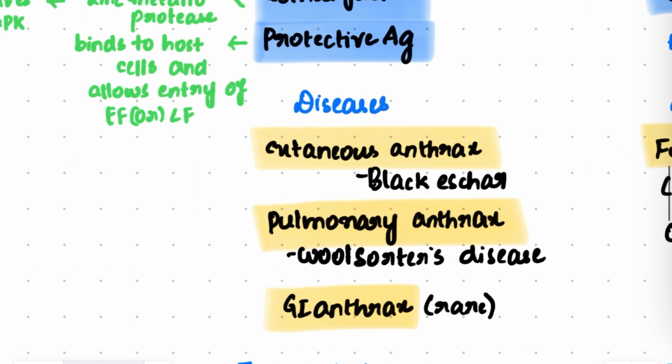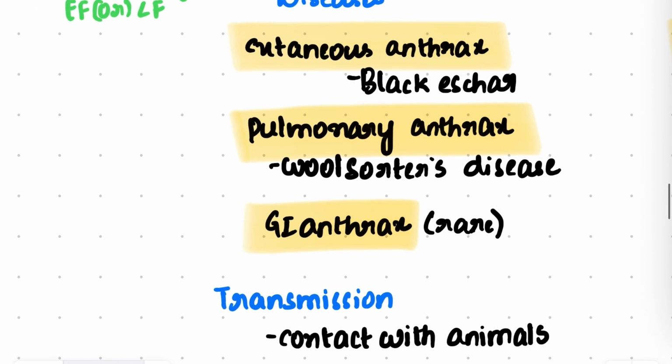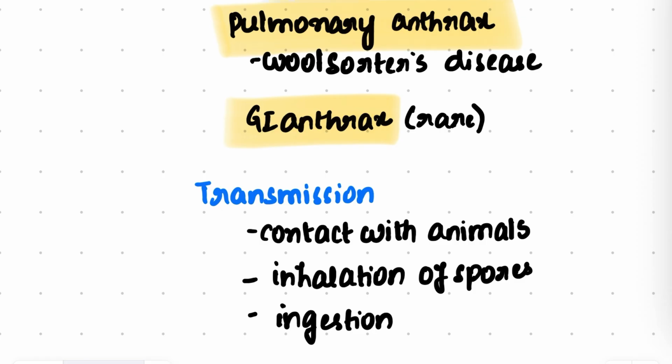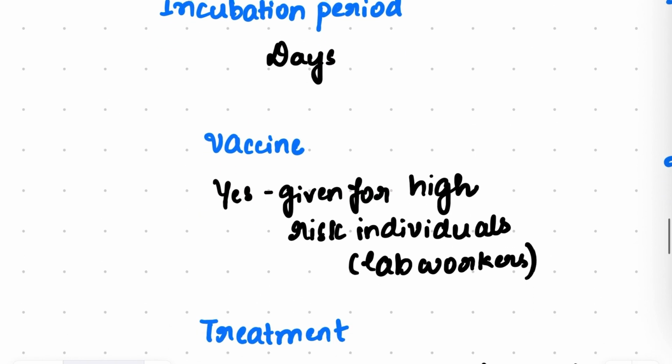Next, the disease caused by this is anthrax. It can be cutaneous anthrax, affecting the skin and causing black eschar. Pulmonary anthrax, affecting the lungs, also called Woolsorter's disease, and gastrointestinal anthrax, which is rare. The transmission is through contact with animals, causing cutaneous anthrax, inhalation of the spores causing pulmonary anthrax, and ingestion causing gastrointestinal anthrax. The incubation period is in days, and a vaccine is there.